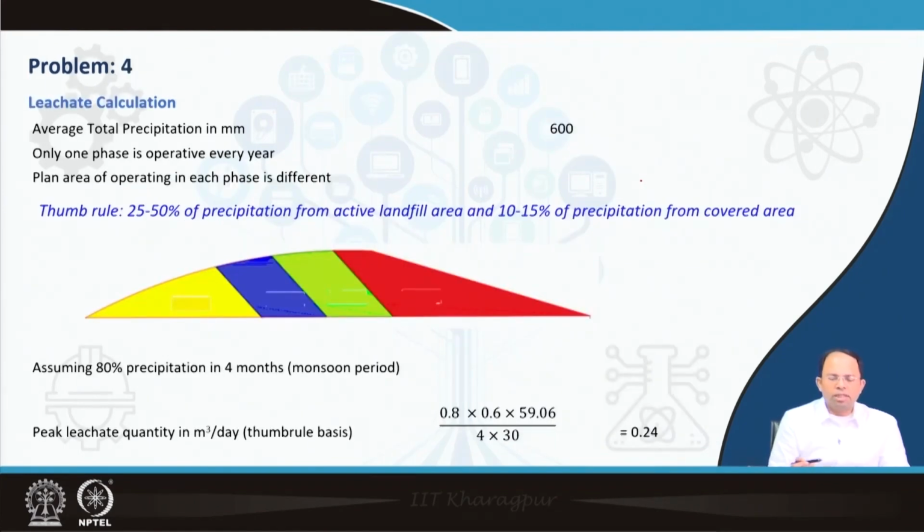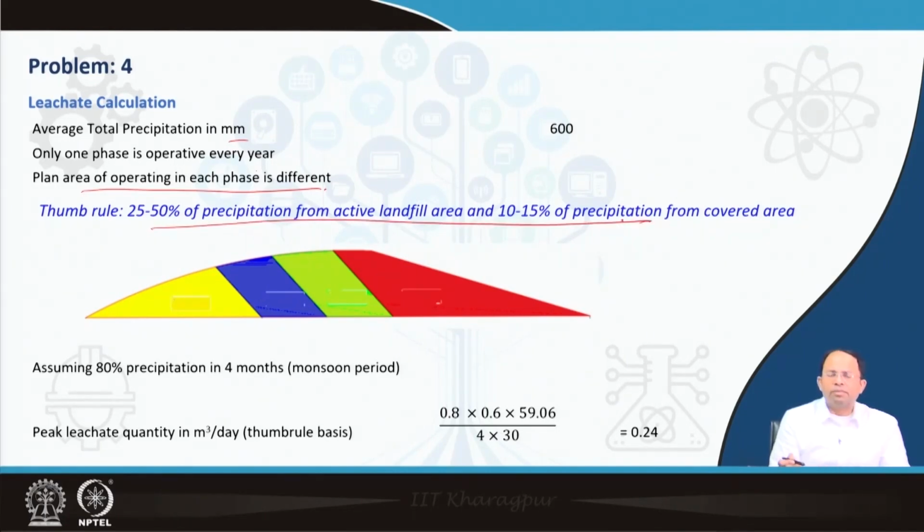Finally, coming to the leachate calculation problem. So average total precipitation is given. Only one phase is operative per year. So we have to understand how much leachate is generated per year, because the rest of the time there is cover given, and after cover there is very little amount of infiltration that happens. So that can be ignored, or that would become part of surface water management, right? Then plan area for operating phase is different in each phase, but we can assume it's the same one, right? And we can say that based on the active area that is being operated upon, the area which is filled with intermediate cover, the precipitation's volumes would be different as per this rule.